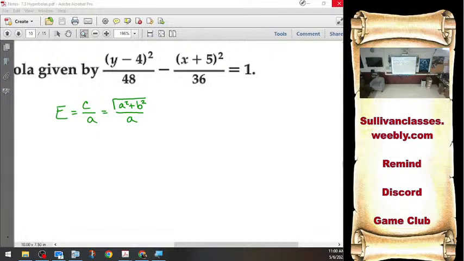Yeah, you're right, 84. Yeah, you're right, 84 over 4 root 3. The square root of 84 over 4 root 3. Right? The square root of 84 is 2 square root of 21.